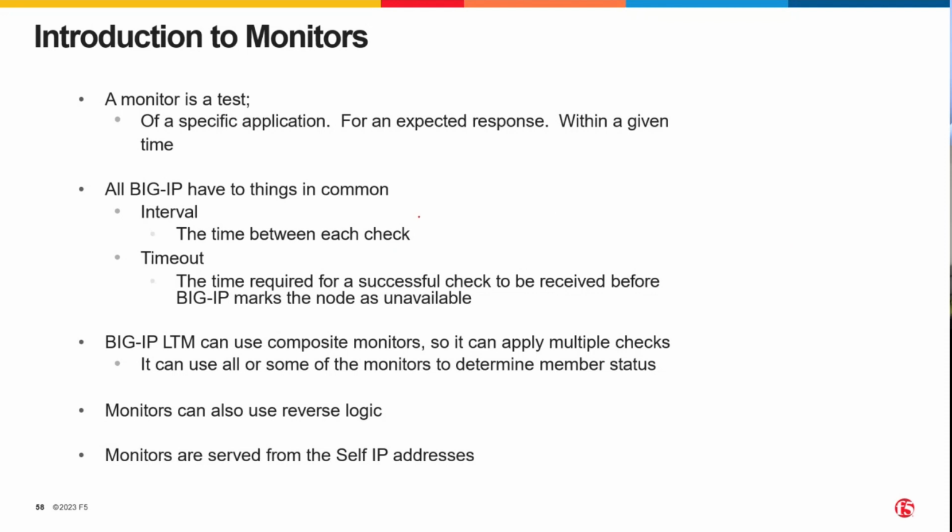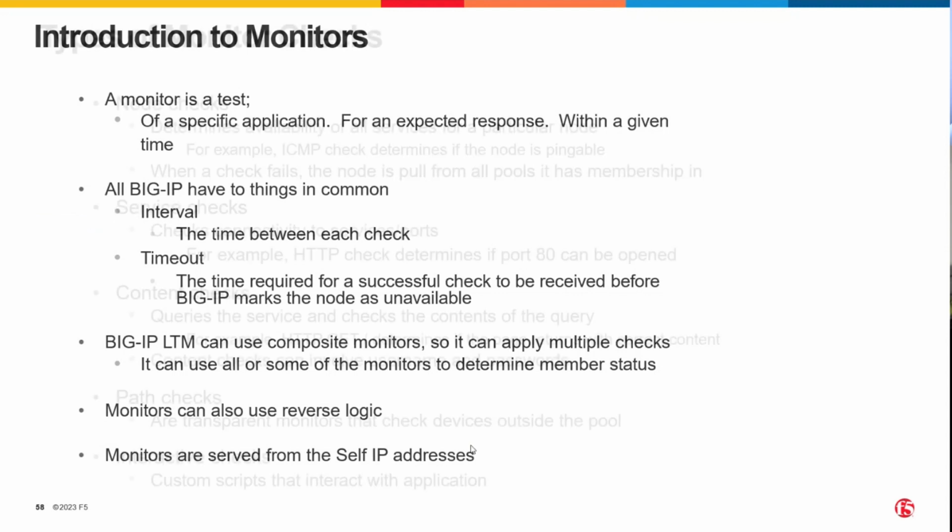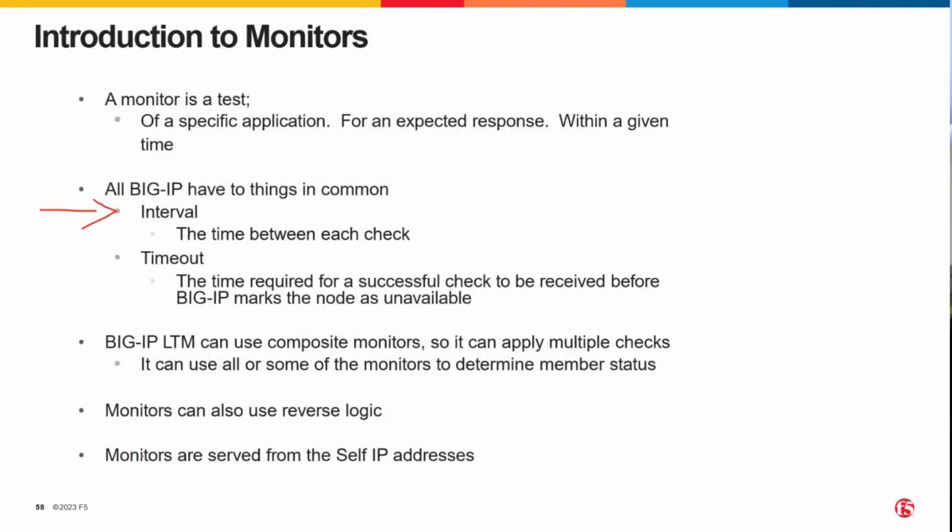So BigIP will actively send a specific request or traffic or connection or whatever every few seconds, for example. That will be the interval that we are configuring. And after some time, if we don't get a proper response or we don't get any response, we will mark those services unavailable. So we are not going to send the traffic to those pool members anymore. Okay. So yeah, that's pretty important.